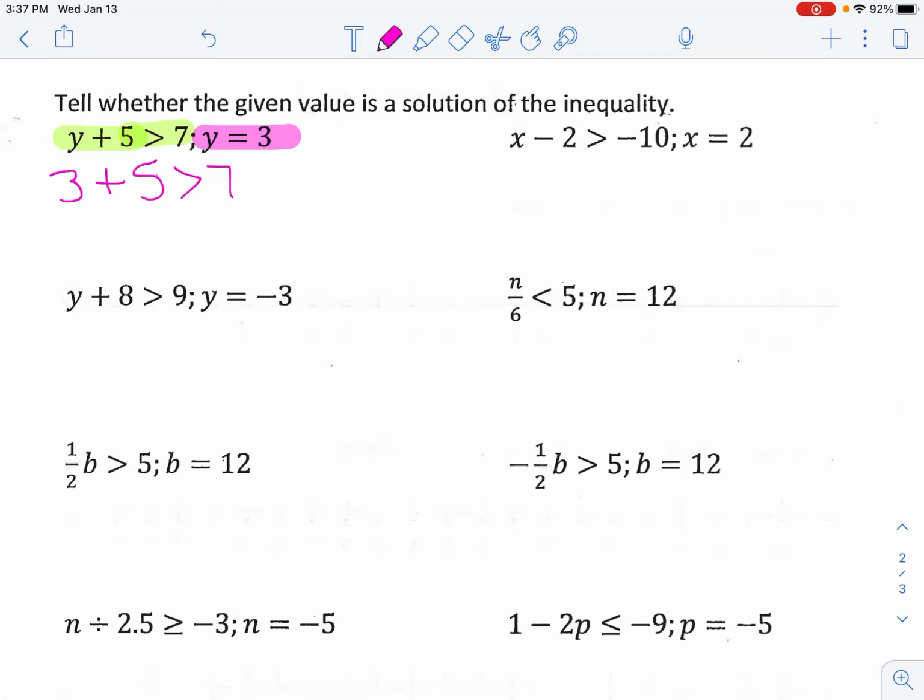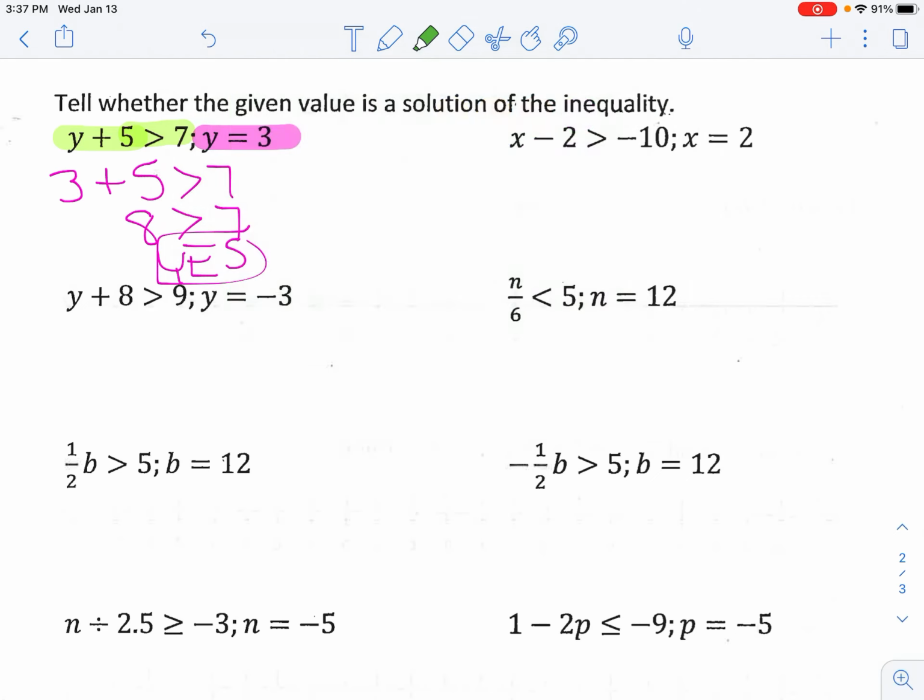Now when you're doing your work, I'm going to be counting multiple points for these types of problems. Did you substitute for the variable y? Did you show your math? 8 is greater than 7. And your final answer for this one is always going to be a yes or a no. Tell whether the given value is a solution, yes or no. So that would be yes because 8 is greater than 7.